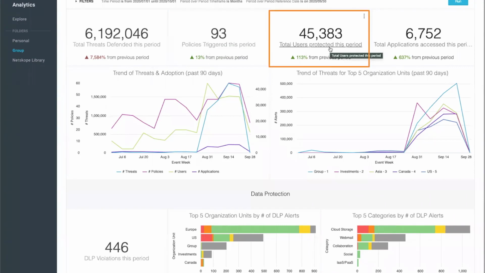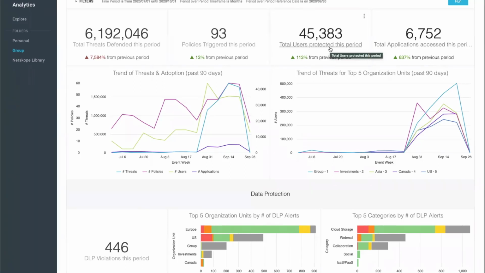We also have a focus here on the total number of users protected. Again, this is great for an organization that is going through a rollout of Netskope. So they can see that the majority of their workforce, their employees, are being protected by Netskope. And that number, of course, in the early stages of the rollout will increase over a period of time. It just gives some assurance to the CISO that things are going in the right direction.